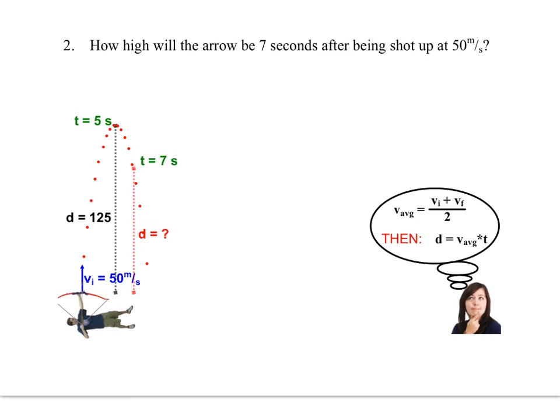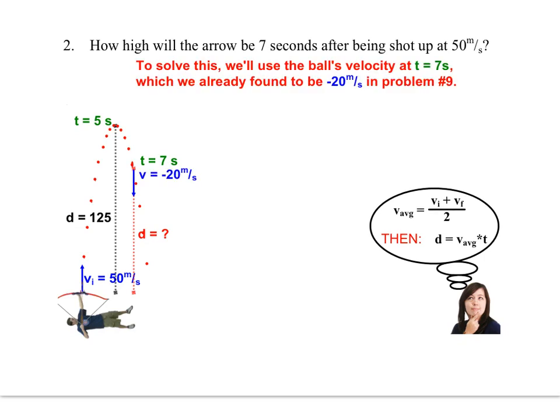All right, question 2 for freefall displacement wants to know how high we're in the air 7 seconds after being shot up at 50 meters per second. Now notice that 7 seconds is somewhere below this peak height, which occurred at 5 seconds that we calculated in question 1. So one thing to think about is that when we get our answer, we're going to look for something less than 125 meters. All right, so as far as calculating goes, we're going to take the same approach as we did before.